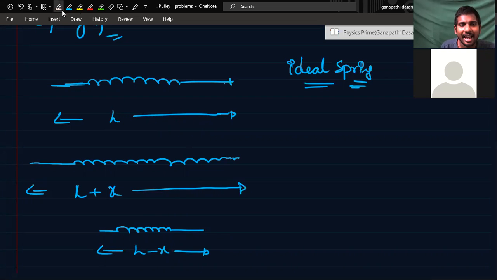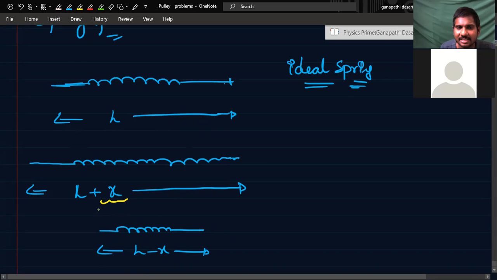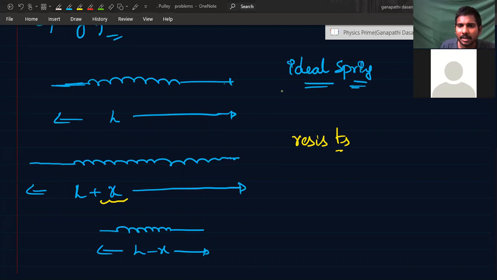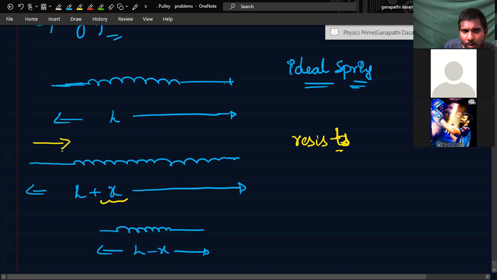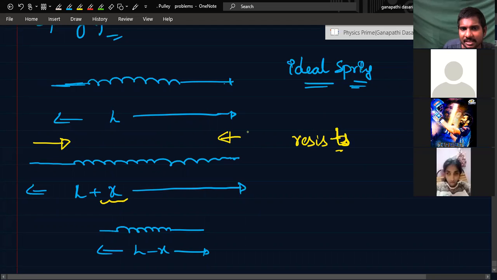Now when you are expanding it by x distance, the spring resists any extension or compression, okay? So what will happen? The spring wants to retain its original position, wants to come back to its original position. So there will be a force which is equal on both sides for an ideal spring.